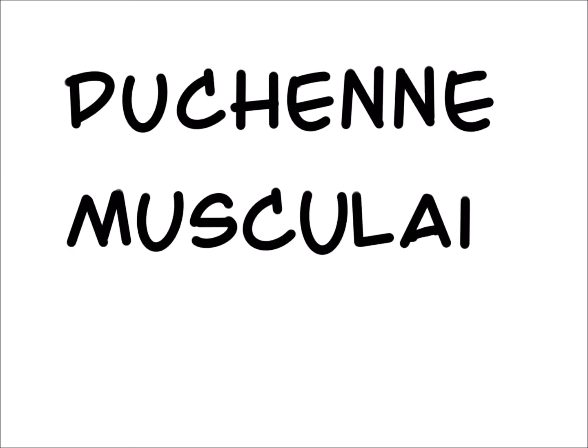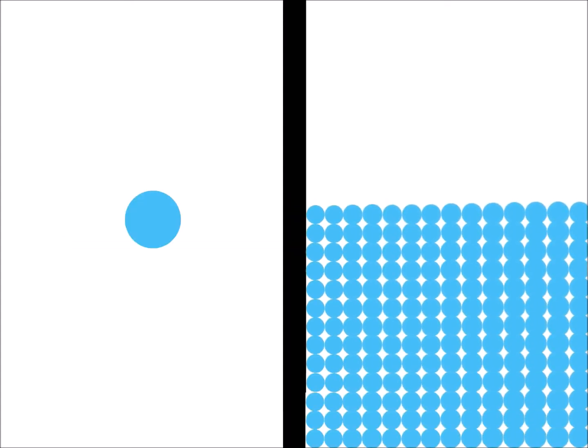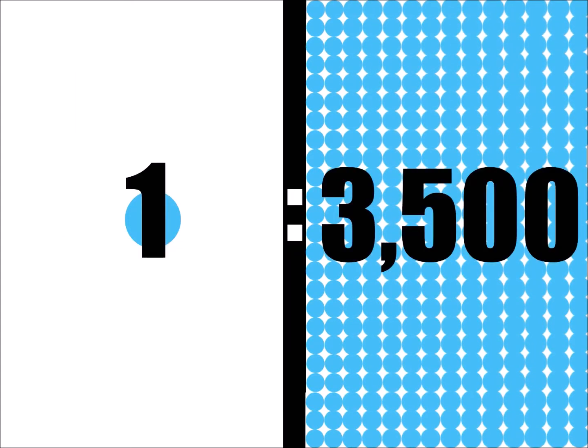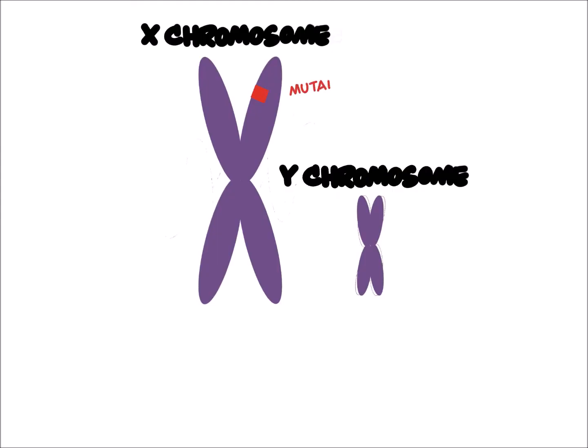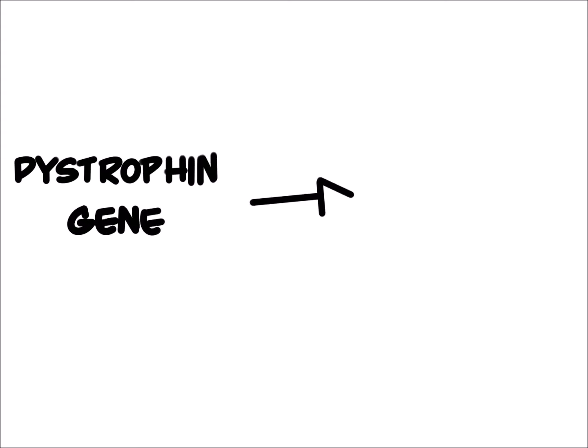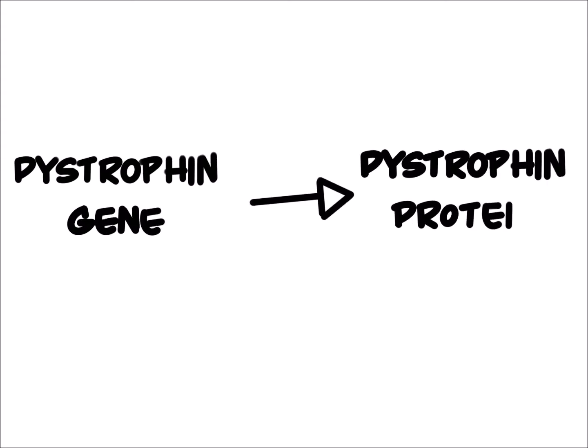Duchenne muscular dystrophy, also known as DMD, is a rare muscle disorder that affects 1 in every 3,500 males worldwide. DMD is caused by a mutation in the X chromosome. This mutation disrupts a gene called dystrophin, which produces the protein dystrophin.